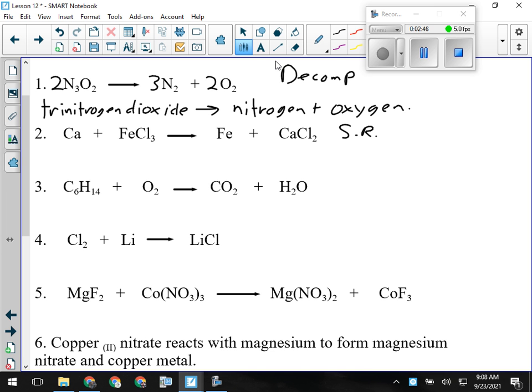We have that 3 and 2 again, lowest common multiple being 6. So a 3 here gets me my 6 chlorines on that side. A 2 here gets me 6 chlorines on the reactant side. This 2 also affects the iron, so a 2 needs to go here. This 3 also affects the calcium, so I need to go back over here and make sure that I have 3 on the calcium.